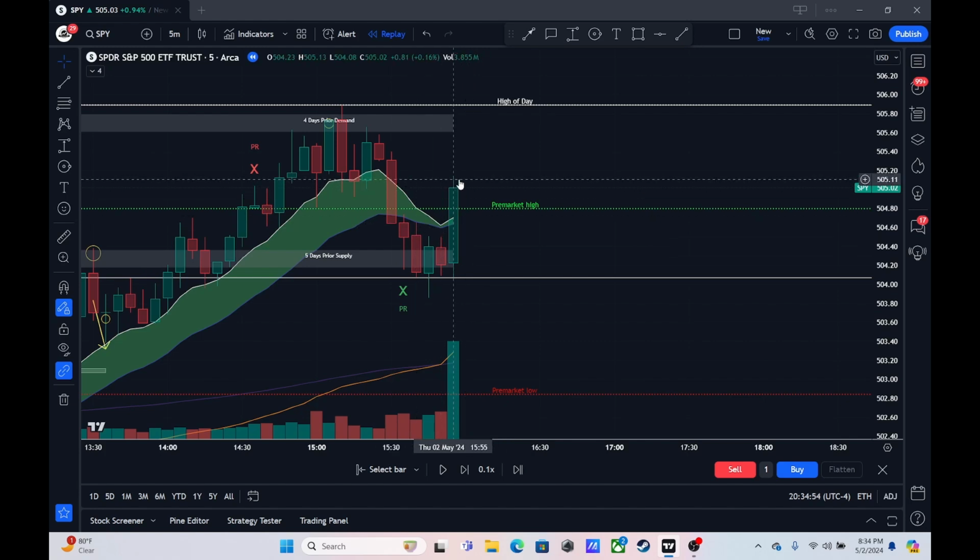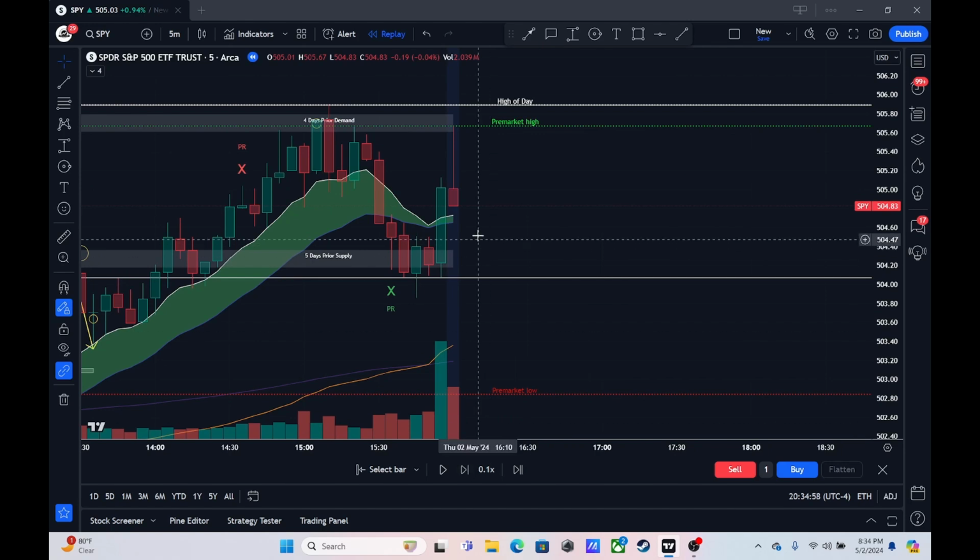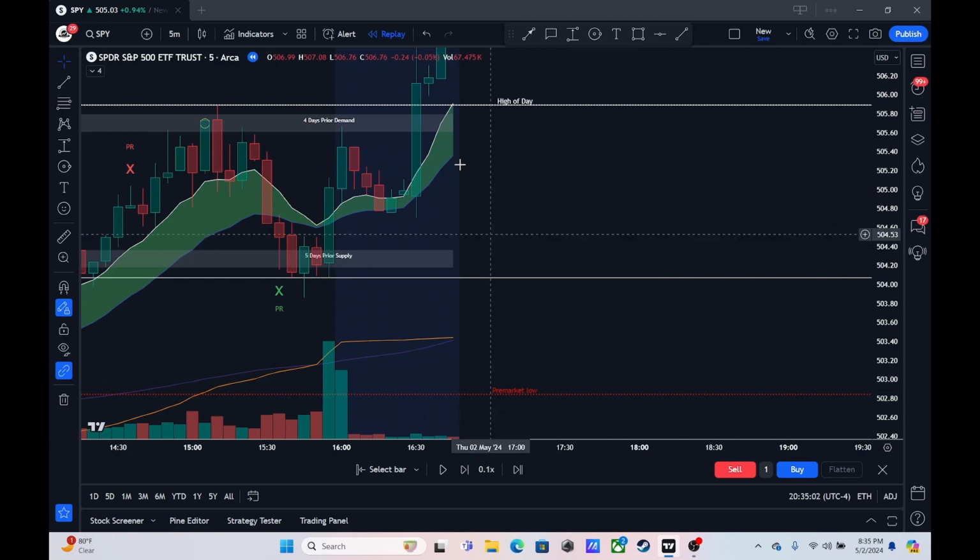We got a nice push back above pre-market high, and there's only 5 minutes until close, so there's not really anything you can do. And then boom, there we go. And then I believe Apple earnings should take us all the way up there.